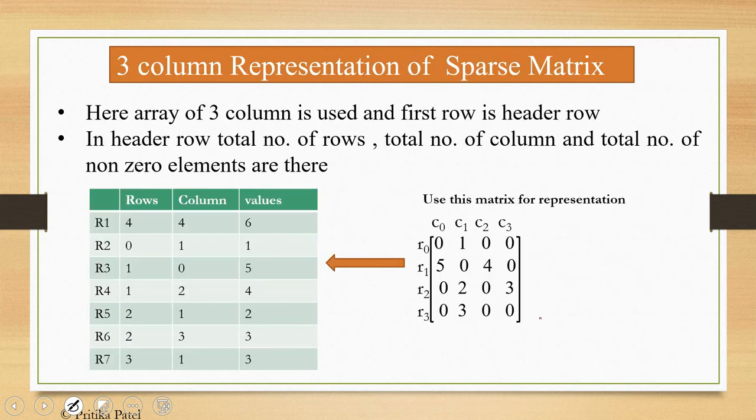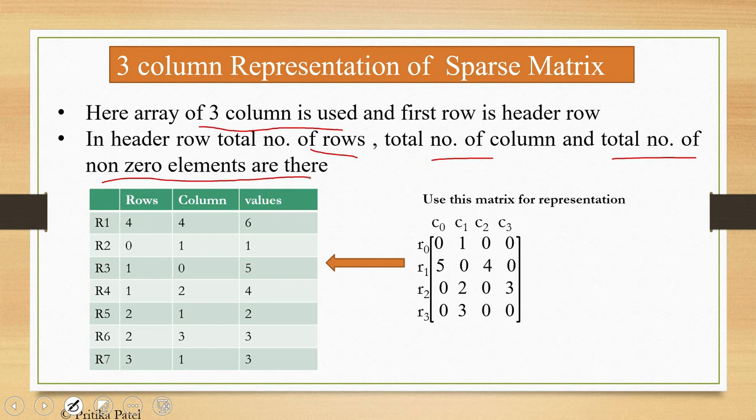Now 3 column representation of sparse matrix. Here an array of 3 columns is used, right? And the first row is the header row. In the header row, the total number of rows, total number of columns and total number of non-zero elements are there.